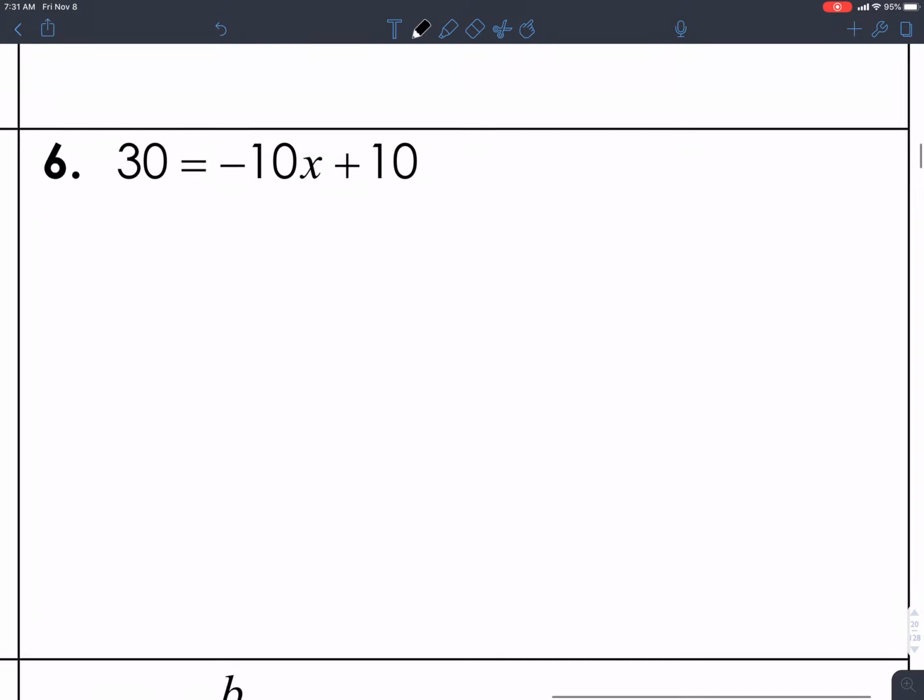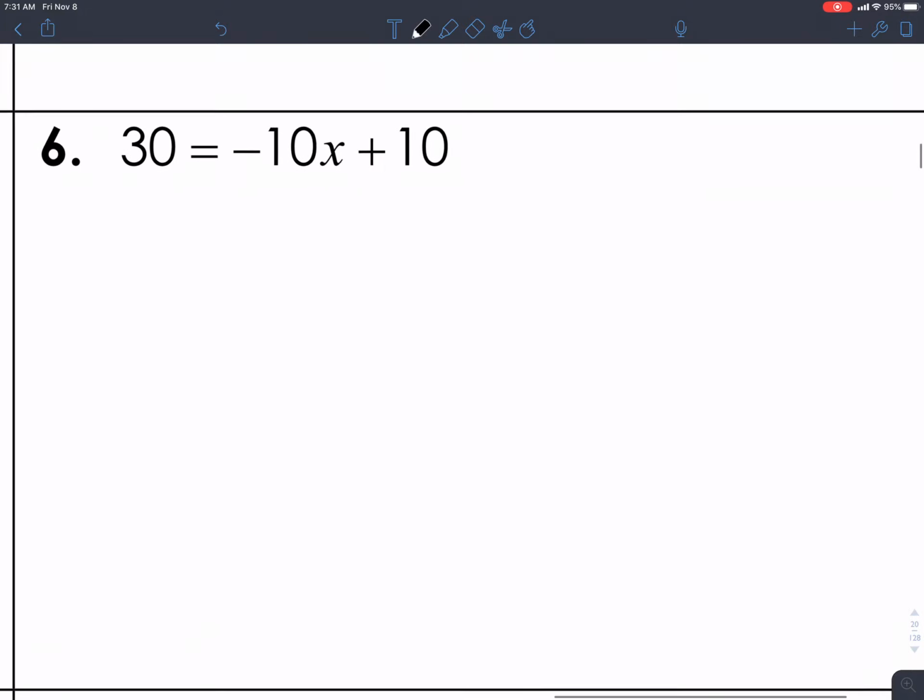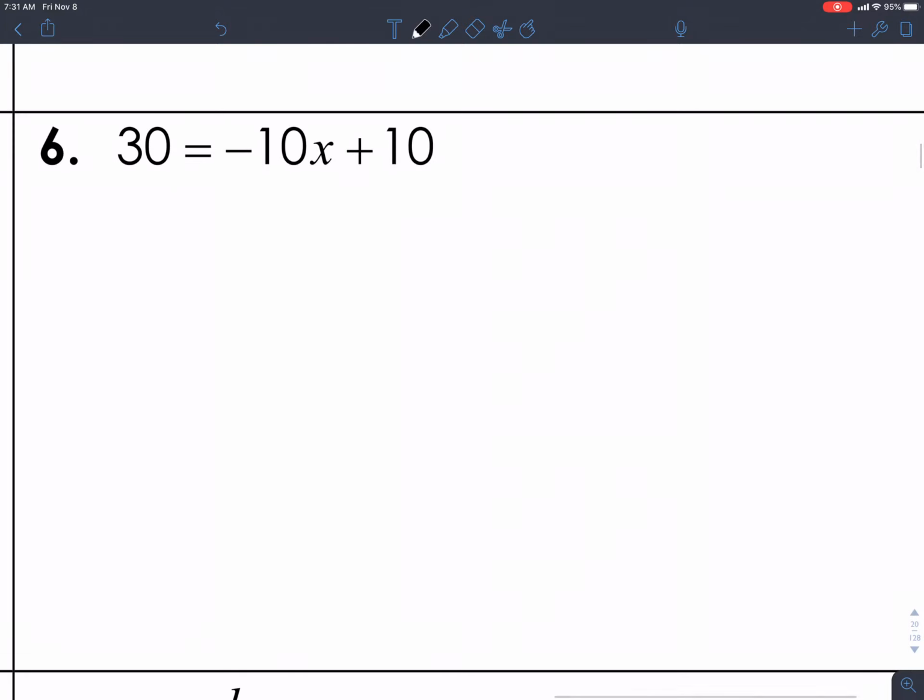So again, the first step in solving these two-step equations, locate the variable. Where's the variable? It's right there. It's that x that's with the negative 10. Let's read this sentence out loud. 30 equals negative 10 times x plus 10. Okay, that is how that is read. So now we know there's multiplication and addition in there. And what is the second step? Locate addition and subtraction, or subtraction, and remove it.